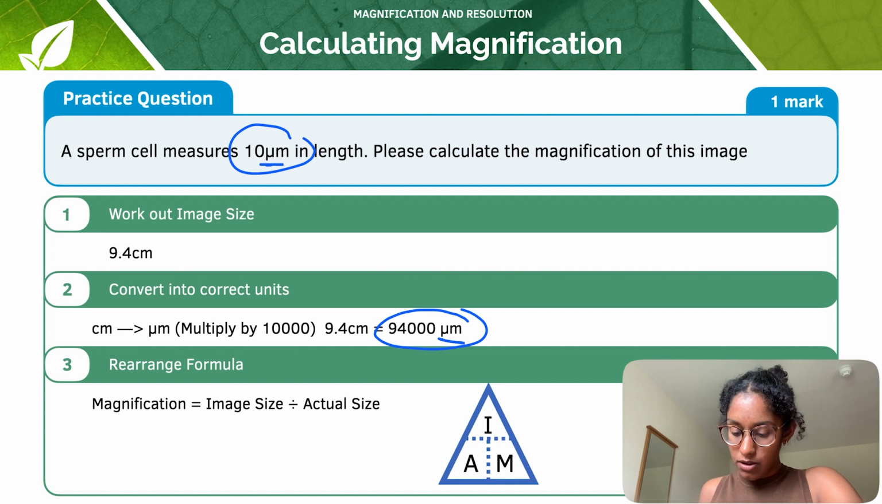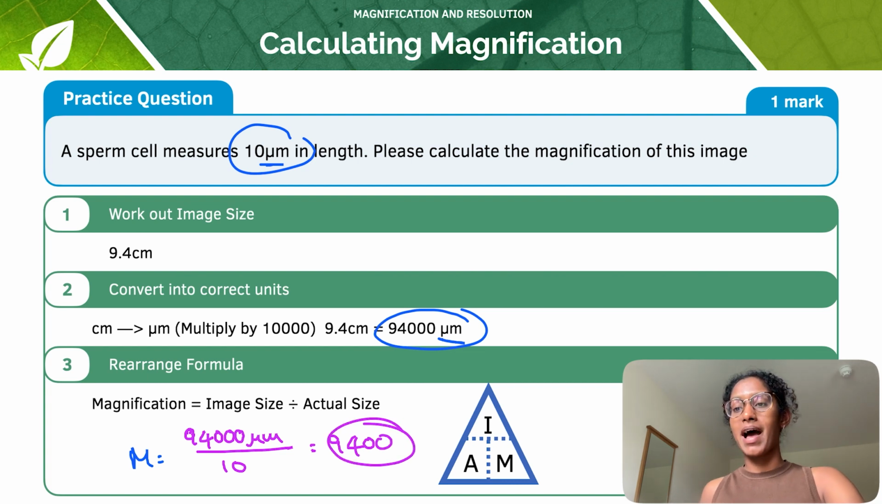So we know that magnification equals image size over actual size. So magnification equals 94,000 micrometers, the size of our image, over actual size, which is 10 micrometers, which is 9,400, which means that that is our magnification.